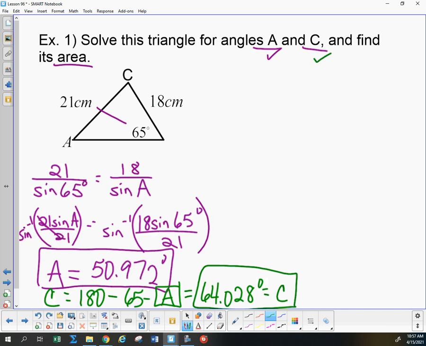Now we are supposed to find the area. So for a triangle, I have two choices of formulas. I have the 1/2 base times height that I've known for a long time. Do I know a base and a perpendicular height? No, so I better use the other one. Haley, what are you thinking?